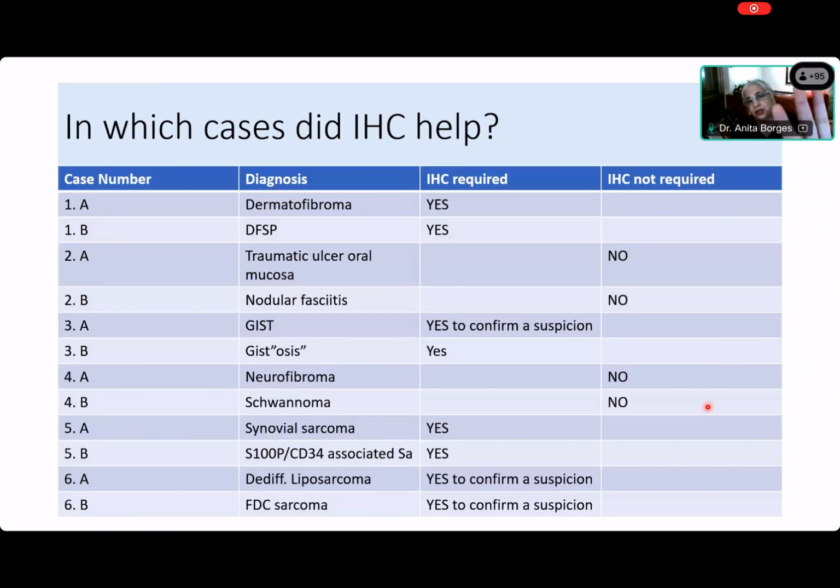Okay. Now, I just want to show you, we saw so many of these tumors. I just wanted to tell you that immunohistochemistry was not required in these cases, in the ulcer, in the nodular fasciitis, in the neurofibroma, in the schwannoma. Synovial sarcoma, yes, you need that immunohistochemistry. And the reason I say this is that synovial sarcoma today can be treated in a relatively specific way. So if you can call something a monophasic synovial sarcoma, if it's biphasic, the diagnosis is easy. Monophasic, you must do it.